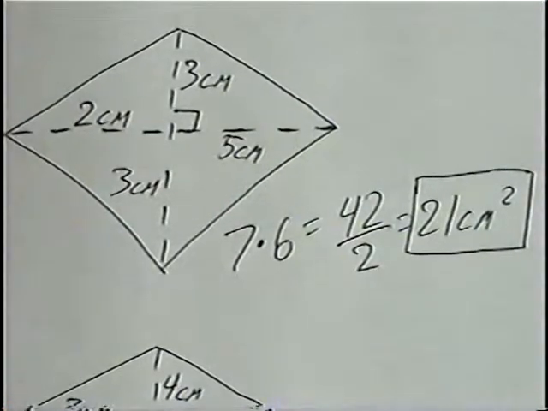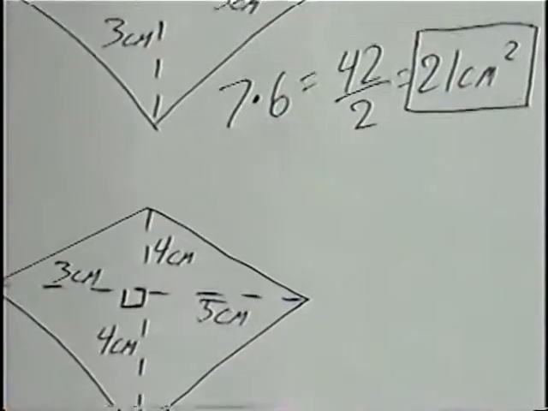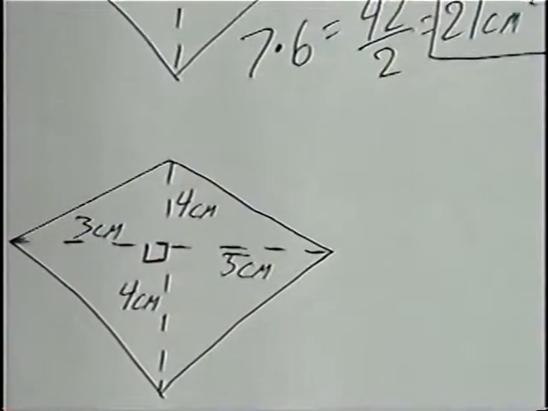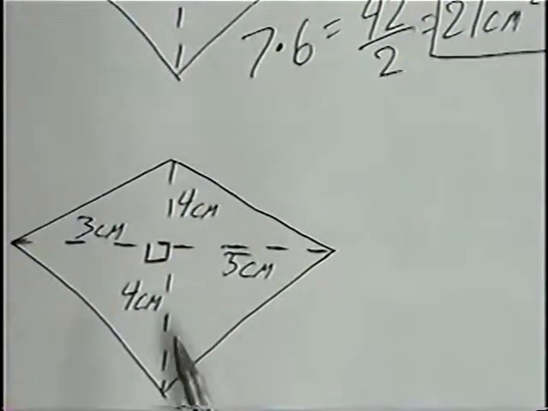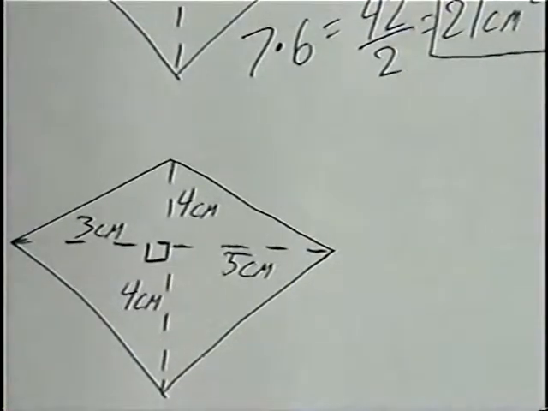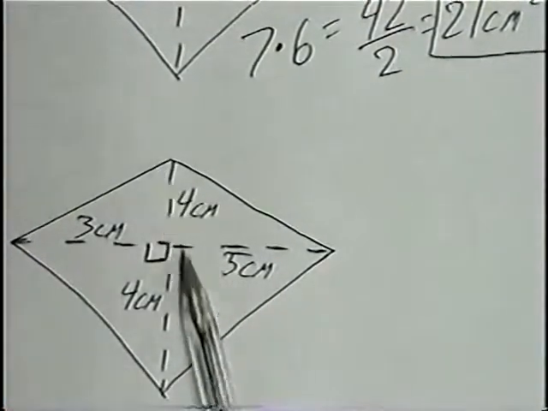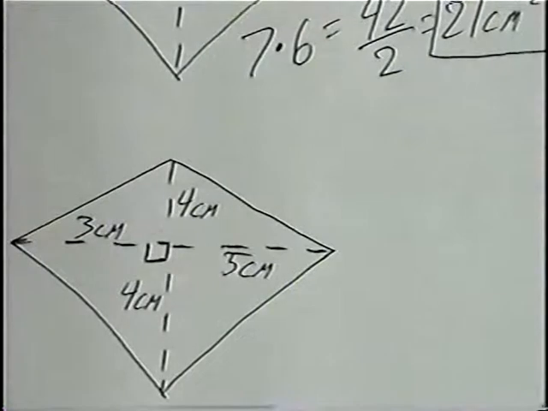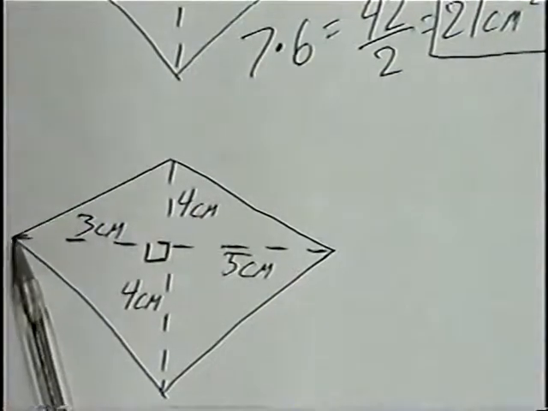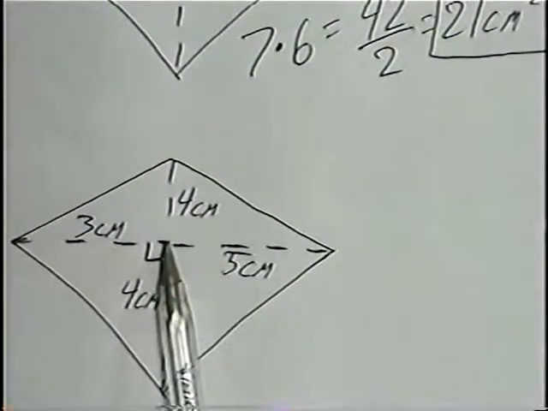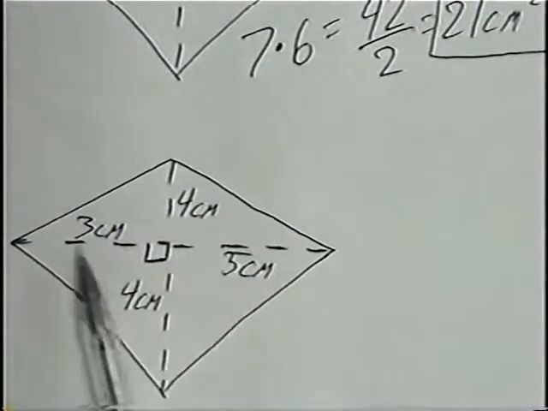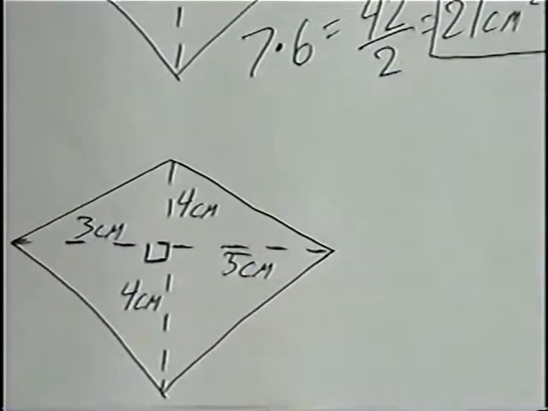The second shape and last shape for the section. Again, we have two diagonals making a right angle, or perpendicular, so we can again multiply the two diagonals and then divide by 2. If we go from left to right, the first distance is 3, the second distance is 5, so the total distance would be 8.